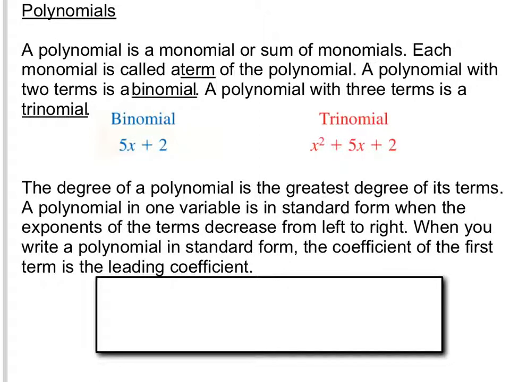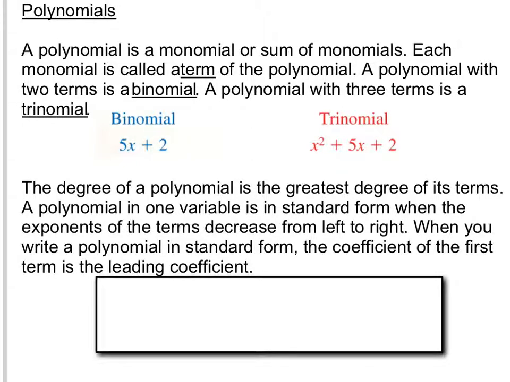Now the degree of a polynomial is based on the degree of each of its terms, and we want to find the greatest degree of its terms. If we're going to write a polynomial in standard form, then we have the exponents of the terms decrease from left to right. This is easiest to do if the polynomial is just in one variable. So if we just have x's or n's or y's, when we start to have x and y in the same polynomial, it can get a little more complicated. But the exponents decrease from left to right would put it in standard form.